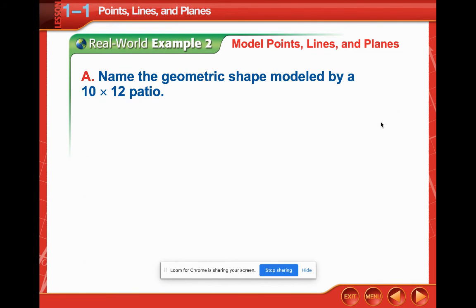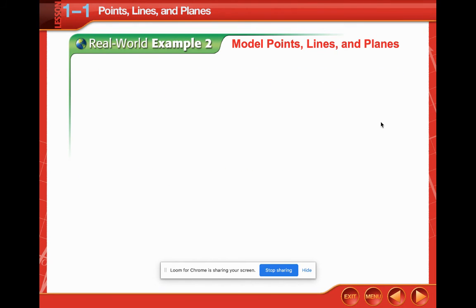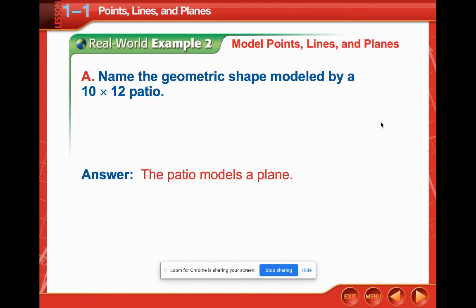All right, real world example 2. Name the geometric shape modeled by a 10 by 12 patio. The patio models a plane. How does it model a plane? Because remember, a patio is flat. So it's going to be a plane. It's not a line. It's definitely not a point. A 10 by 12 patio is like a 10-foot by 12-foot patio, and it's going to be flat, and you can have any number of lines or points on that plane.